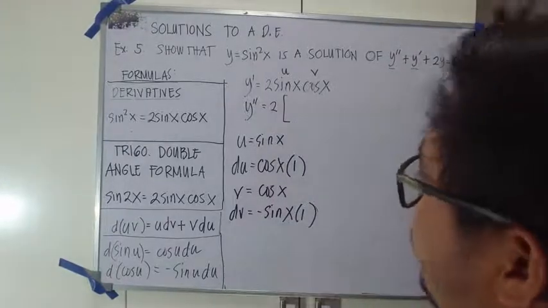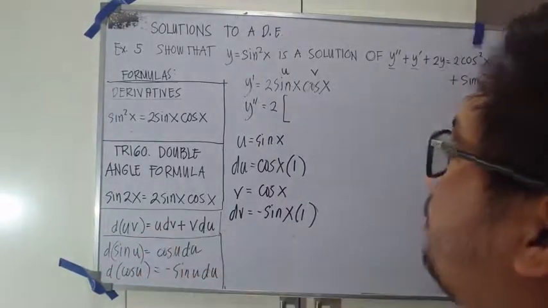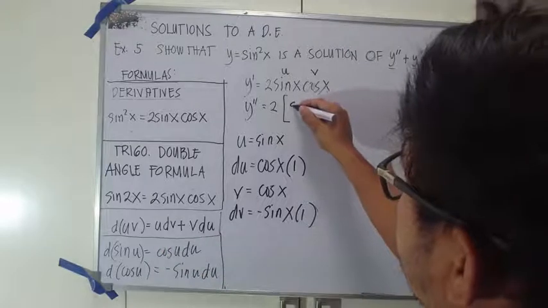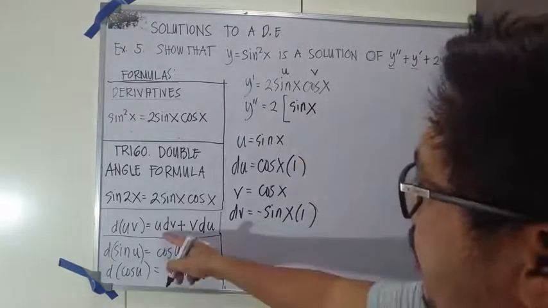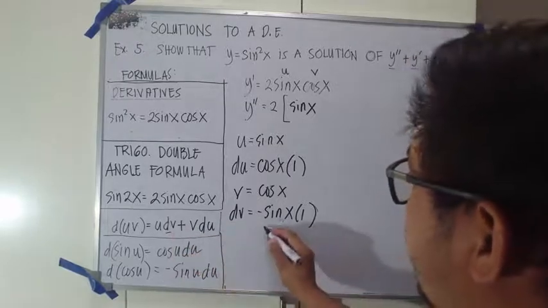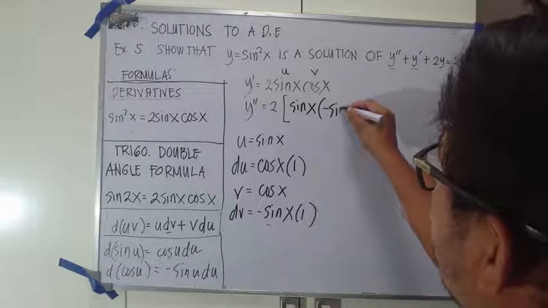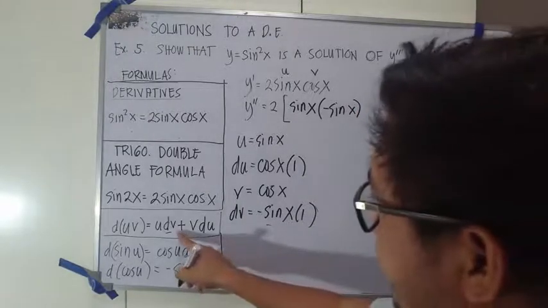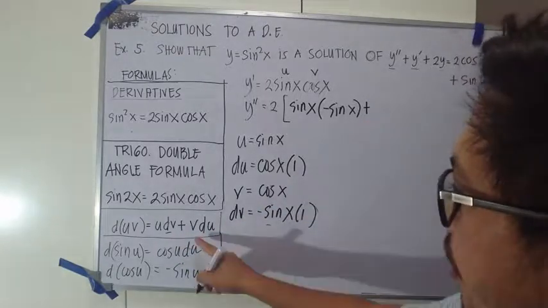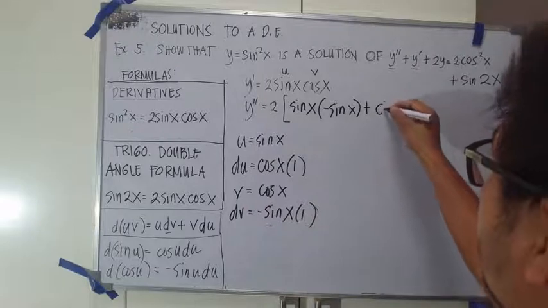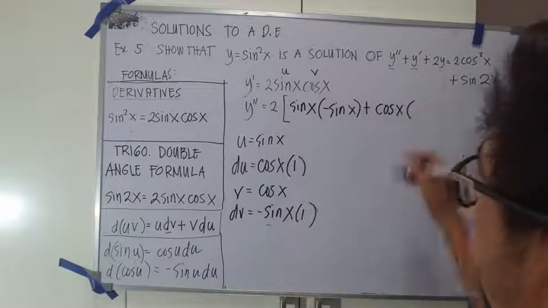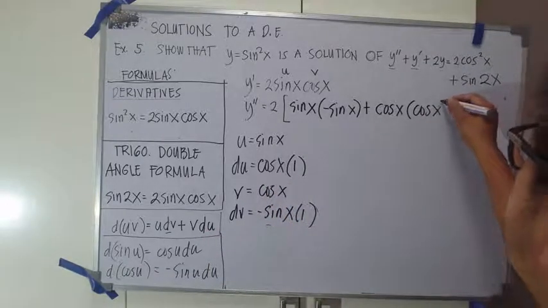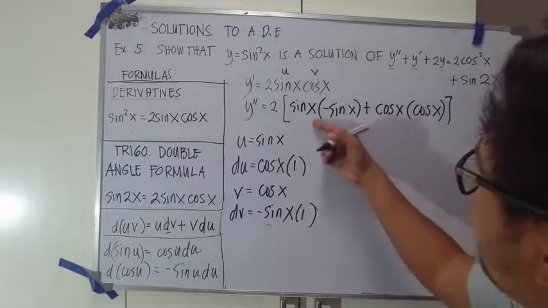Okay? So, ipalitan natin dito using yung derivative of a product. So, what is your u? Your u is sine of x. Okay? And what is your dv? dv is negative sine of x. Okay? Plus. Plus na tayo. Okay, plus v. What is your v? Is cosine of x. Multiplied by du. What is your du? Cosine of x. Yan. And all these multiplied by 2.